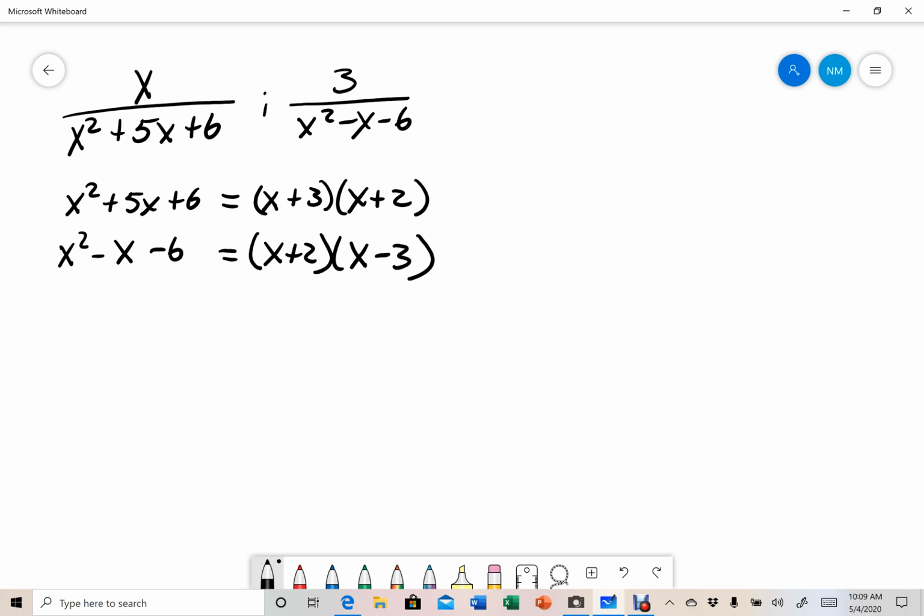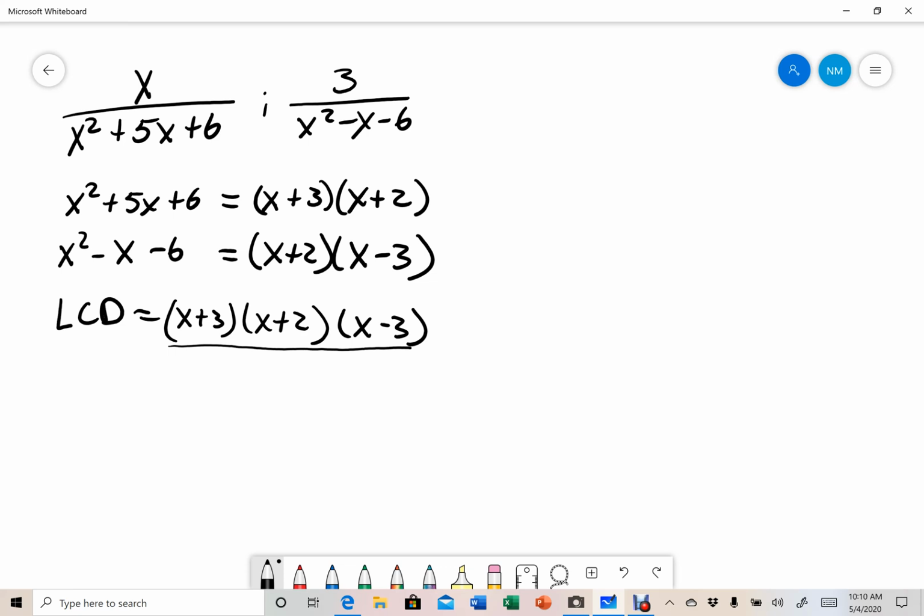Okay, now my next step is to find my LCD here. So I look at my first denominator, and I've got x plus 3 and x plus 2. Okay, my second one, I already have x plus 2, so I don't need to write it a second time. But I am missing x minus 3, so I'm going to add that. Okay, so this is my new denominator.